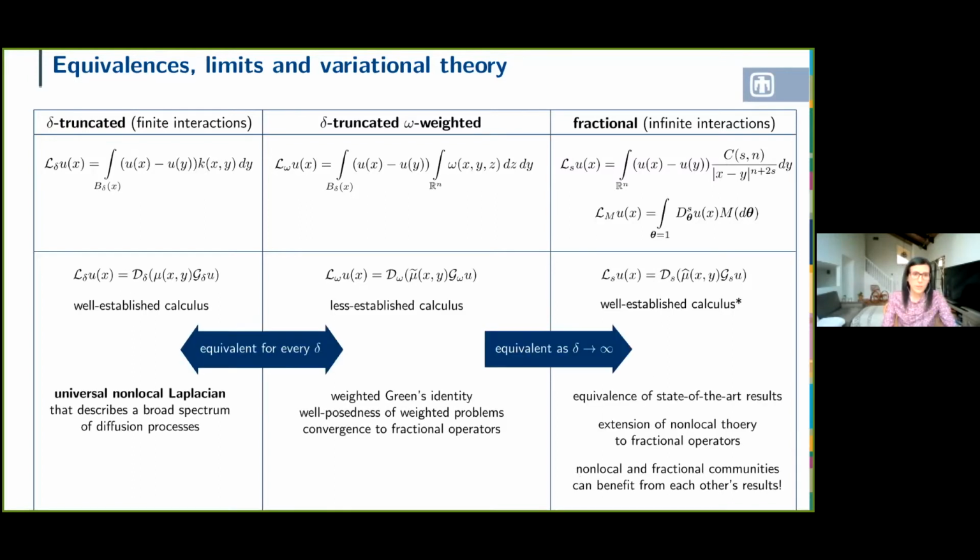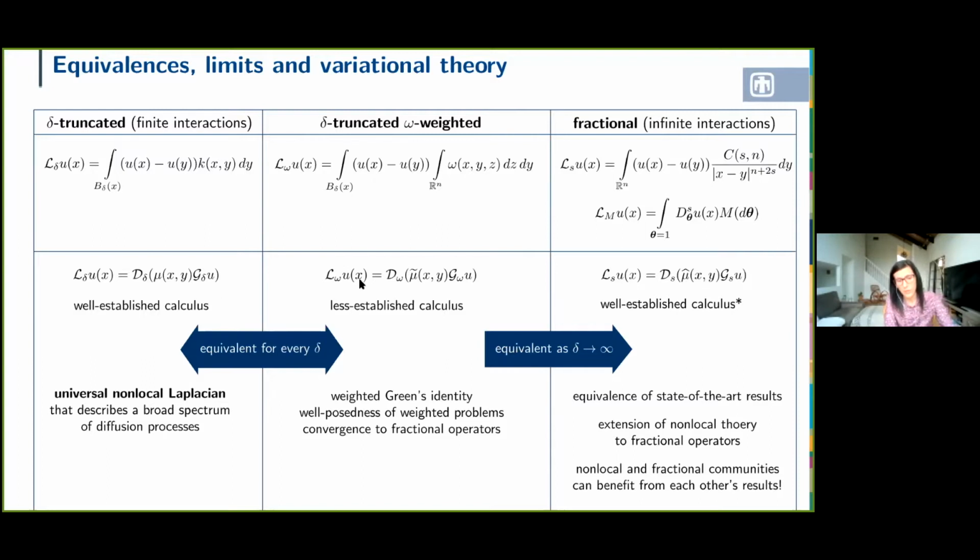So here is what we did in this work. We proved that for every delta, so for every horizon or interaction radius, one can define an equivalence kernel. So given a weighted operator, one can find a specific K for which these two operators are equivalent. And that's why I claimed at the beginning that this is a simple but very general form of non-local operator that includes many other classes of non-local operators.